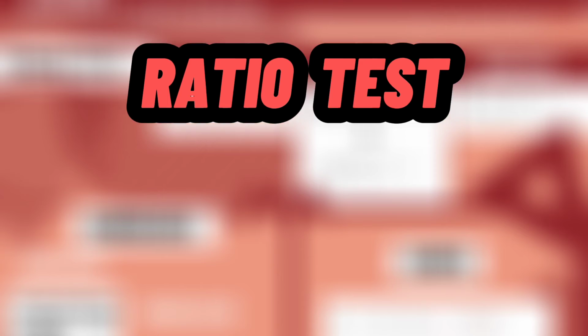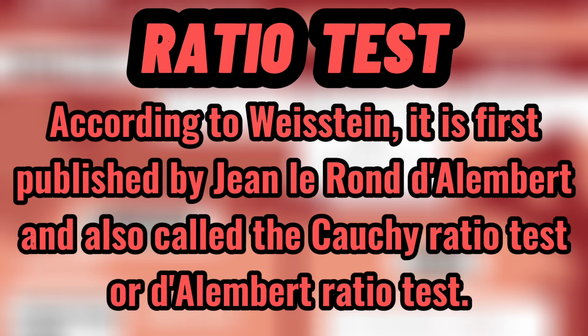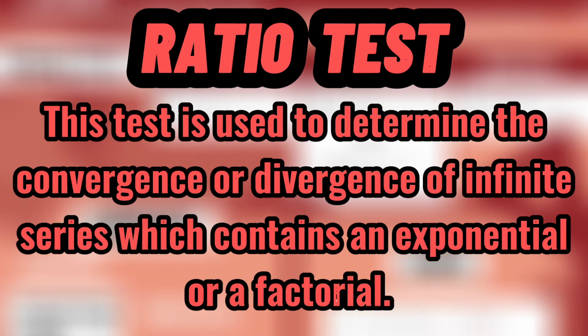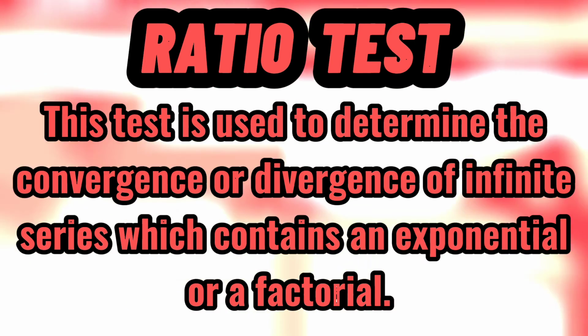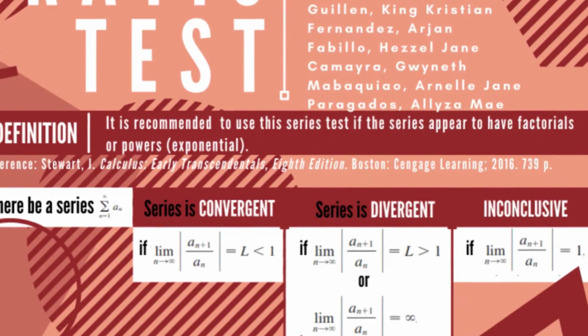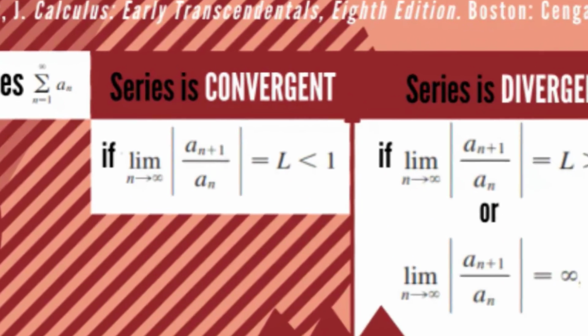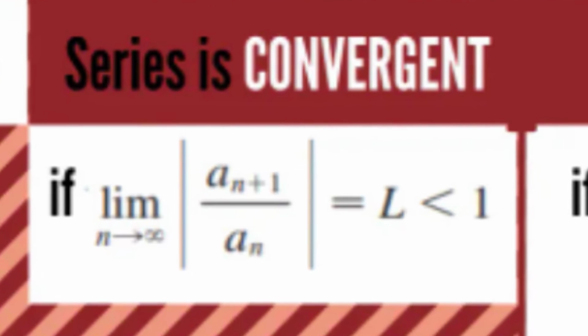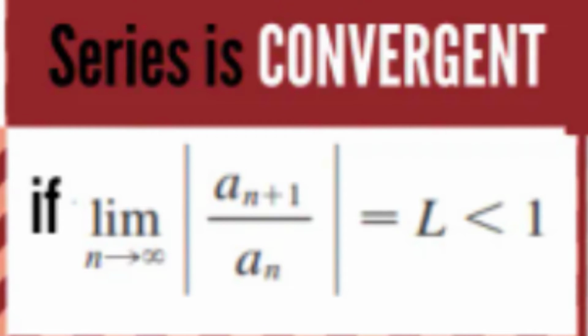Ratio test. According to Weisstein, it was first published by Jean-Laurent D'Alembert and is also called the Cauchy ratio test or D'Alembert ratio test. This test is used to determine the convergence or divergence of infinite series which contain an exponential or a factorial. We have presented terms that are associated with the ratio test. This time, we'll be presenting the ratio test conditions.